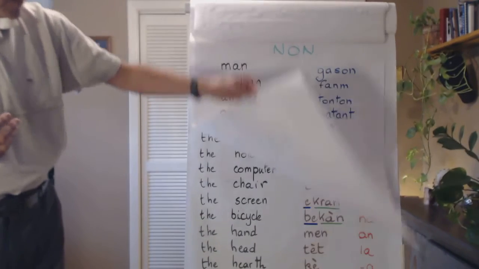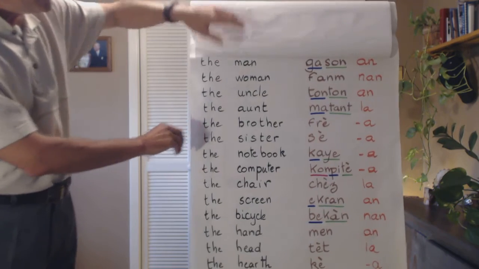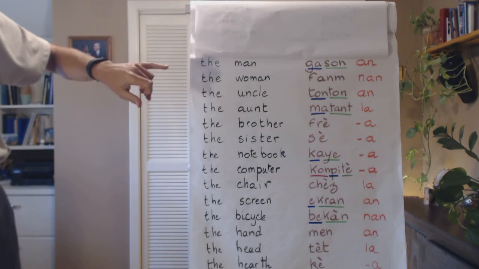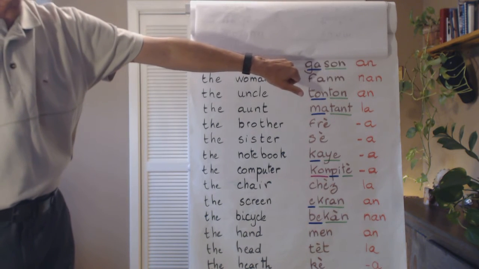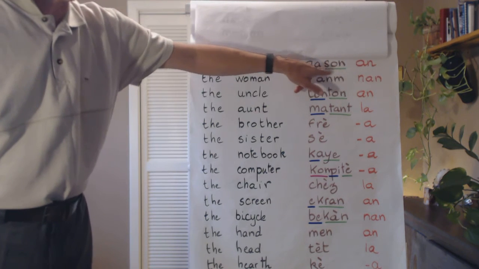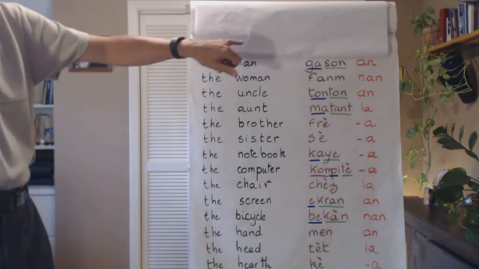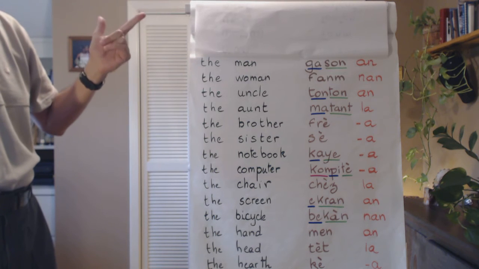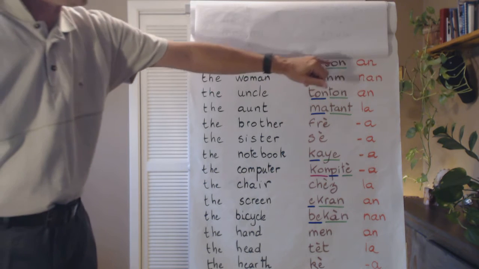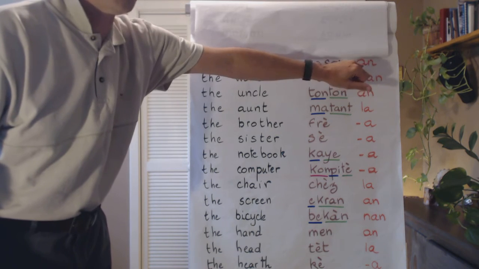Now, if it's definite, which means we want to say "the man", well, now it's not before the noun, it comes after, and it depends on the end of the noun. So we have 4 possibilities. We have a, en, non, and la. The man, garçon, en. It ends with a nasal sound, therefore the article is en.